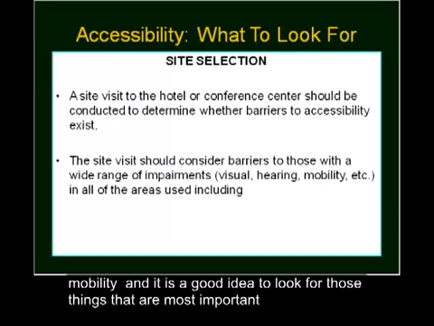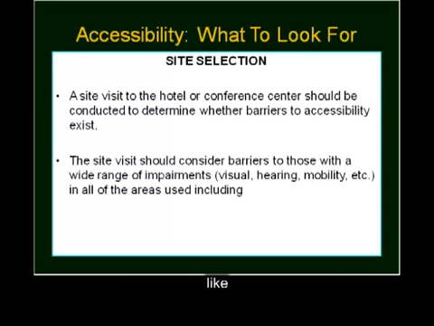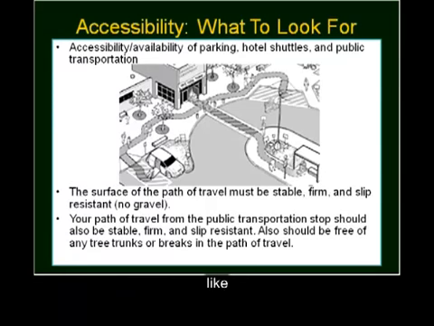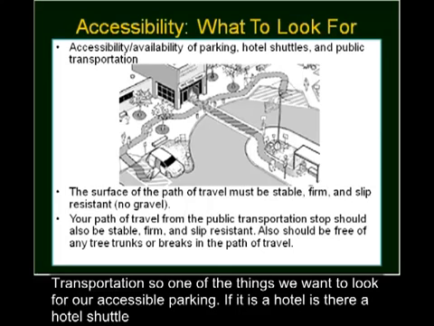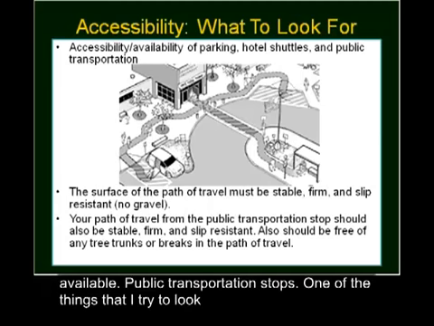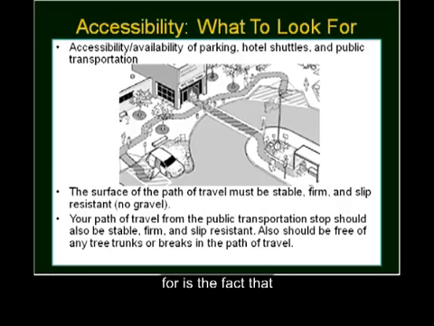And it's a good idea to look for those things that are most important, like public transportation. So some of the things that we want to look for are accessible parking. If it's a hotel, is there a hotel shuttle available? Public transportation stops. One of the things that I try to look for is whether the path of travel is stable, firm, and slip resistant.